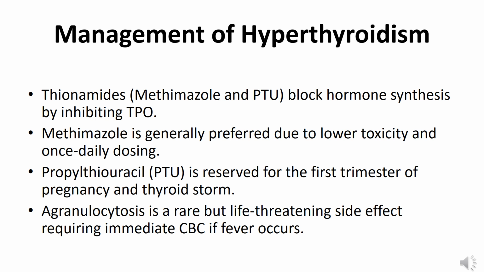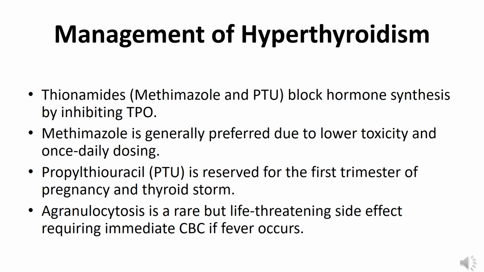However, there are two important situations where propylthiouracil is preferred instead. The first is during the first trimester of pregnancy. Methimazole has been associated with rare congenital malformations when used early in fetal development. Because of this, propylthiouracil is usually favored during early pregnancy despite its own risks. After the first trimester, many patients are switched back to methimazole because propylthiouracil carries a higher risk of liver toxicity.